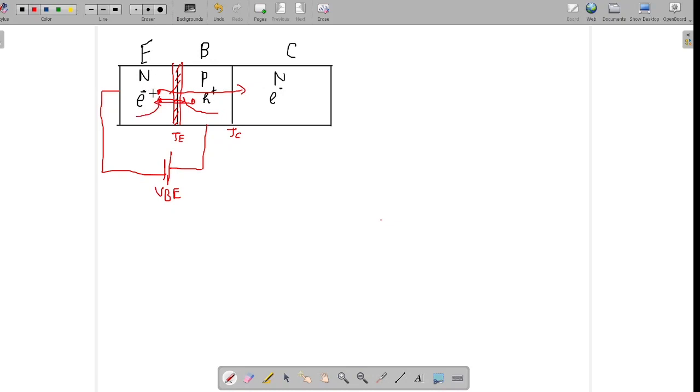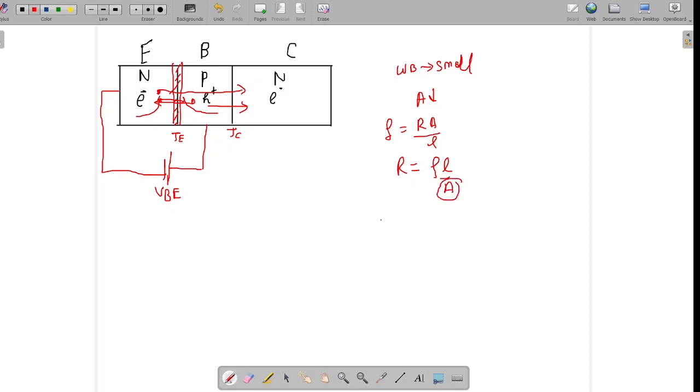The electrons going from emitter to base are minority carriers in the base region, and we want most of them to get collected in the collector region without recombining in the base. For that, we make the base width small. But we cannot make the base width very small, because then the area will be reducing, and we know R equals rho L by A.